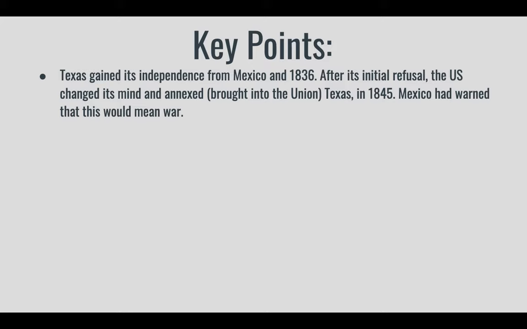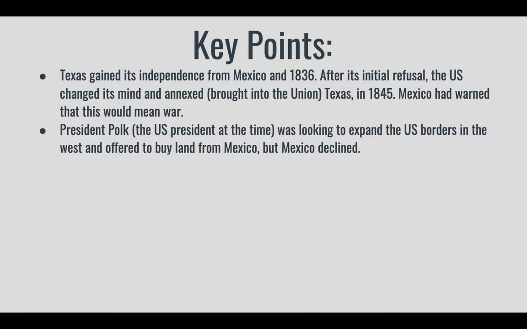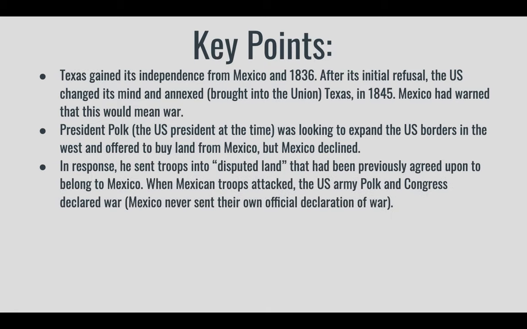And Mexico had warned that this would mean war. They were not happy about that. And at the same time, President Polk wanted to make the United States bigger, so he asked Mexico if they could buy some of their land, and Mexico said no. So he got, I guess, sneaky about this and wanted to find a way he could get that land anyways. So he sent some U.S.